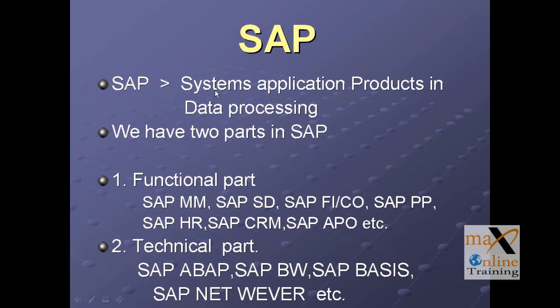The name itself suggests it: which systems? Client systems. Client systems means the client's business process will be there. We call it application. Whatever business is running for that client, and the different products he may have. To process those different products in an efficient manner, SAP is providing two parts. One is the functional part, one is the technical part.